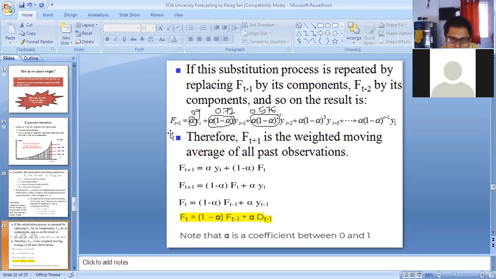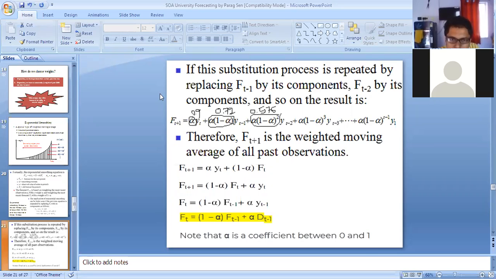If you plug in all the values, for example, if you take alpha equal to 0.9, then you will get these kinds of values. You can see that the first is 0.9, then it is 0.72, then it is 0.576. So continuously you are giving less weightage towards the earlier data.